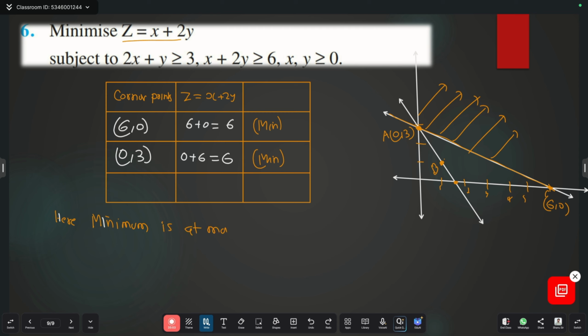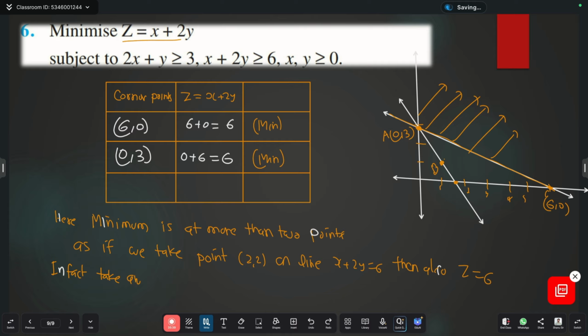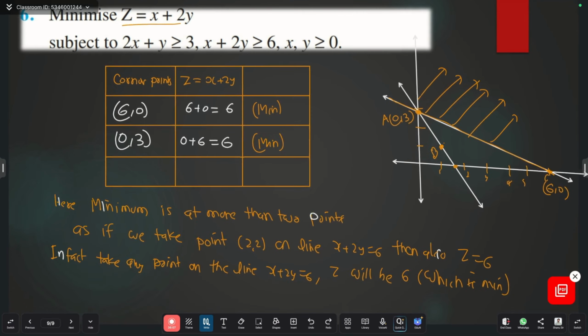Minimum is at more than 2 points. If we take point 2 comma 2 on the line, in fact take any point on the line, z will be 6, which is minimum. Hence there are infinite solutions.